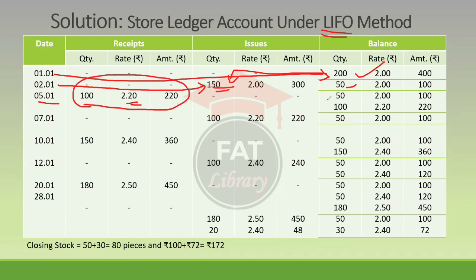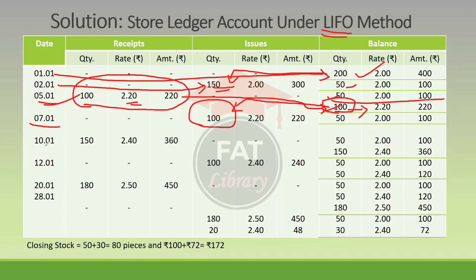Now, in the balance, again, this was the first stock and this was the second stock, the latest stock we are having now. Now, the LIFO method: last in, first out. The latest stock will be issued first. So next, on 7th of January, the 100 units the company is issuing will be issued from the latest stock, that is the 100 units received on 5th of January. From this stock they will issue the materials. Old stock they will keep as it is.